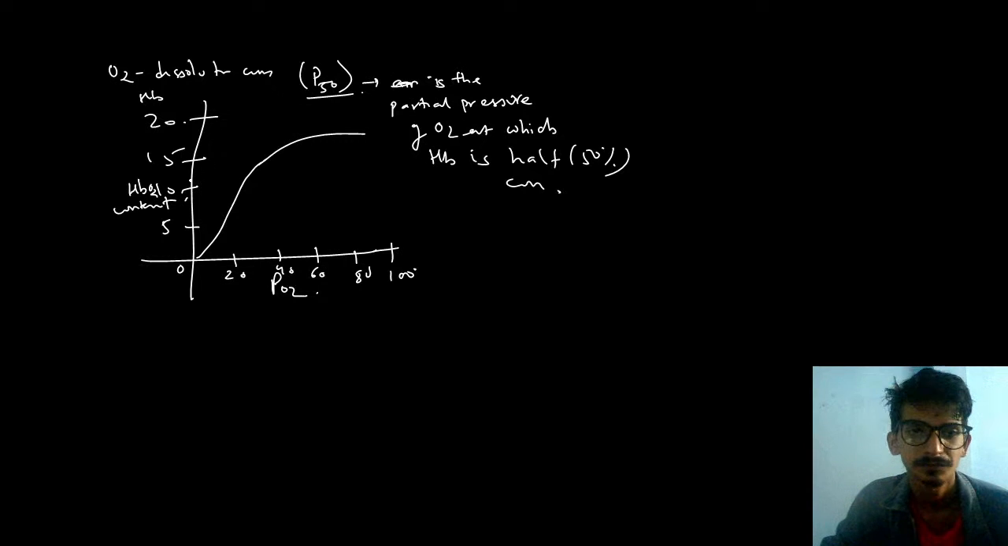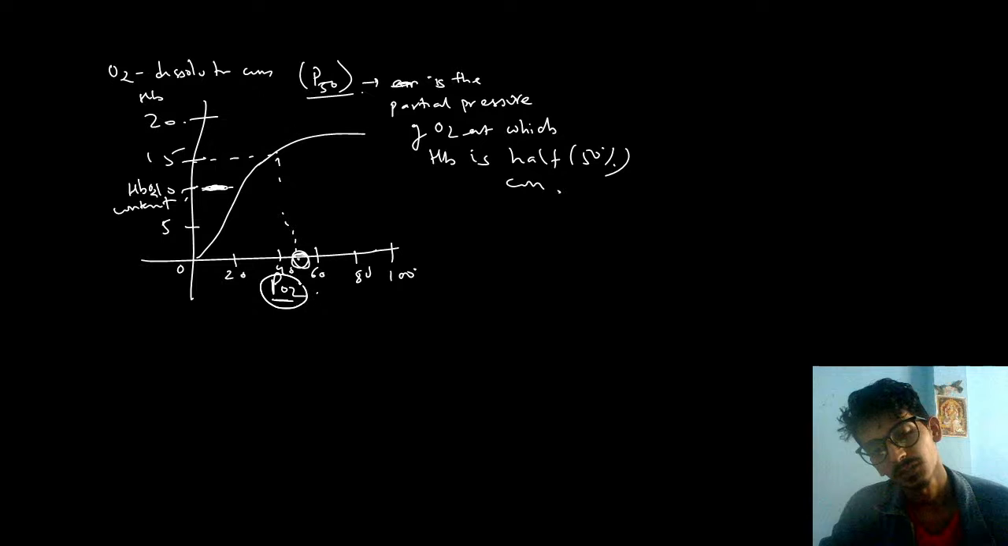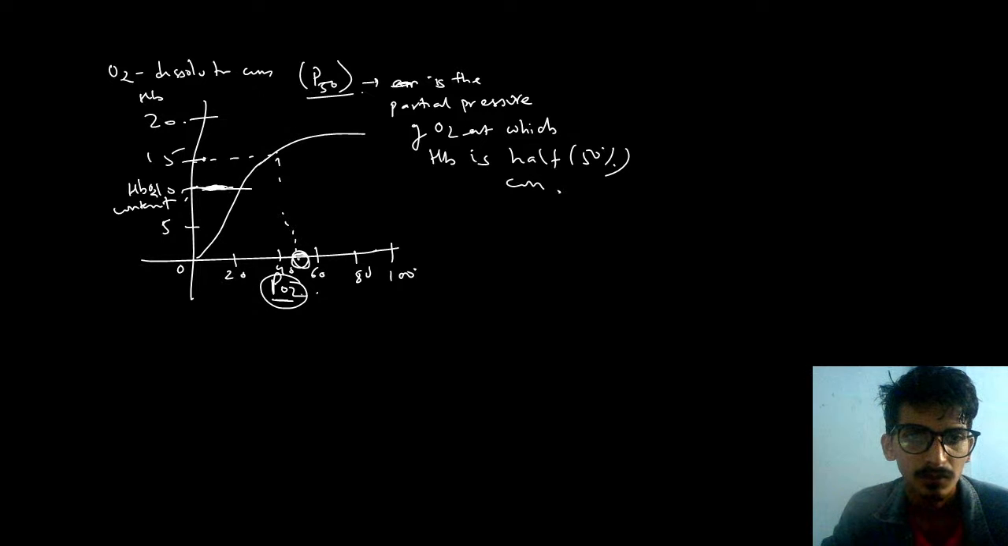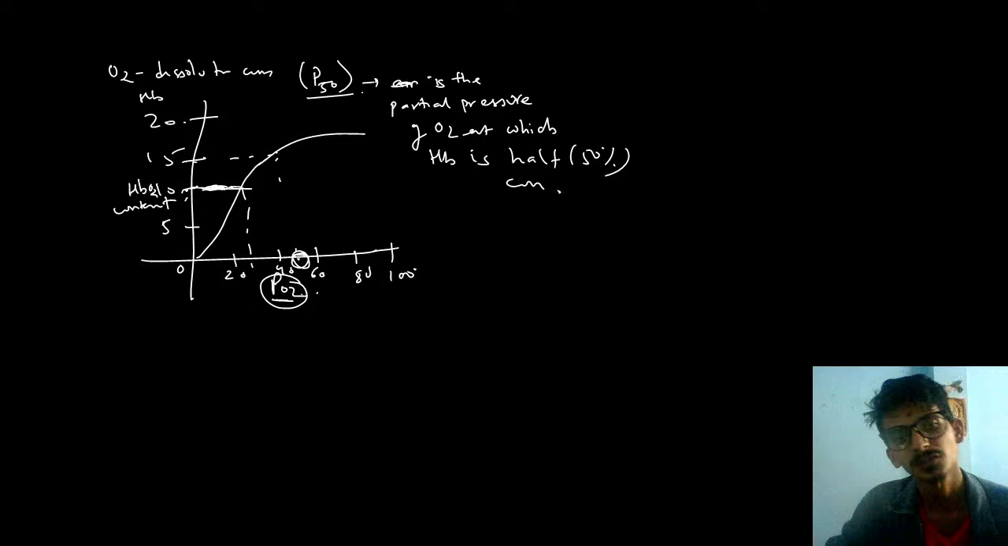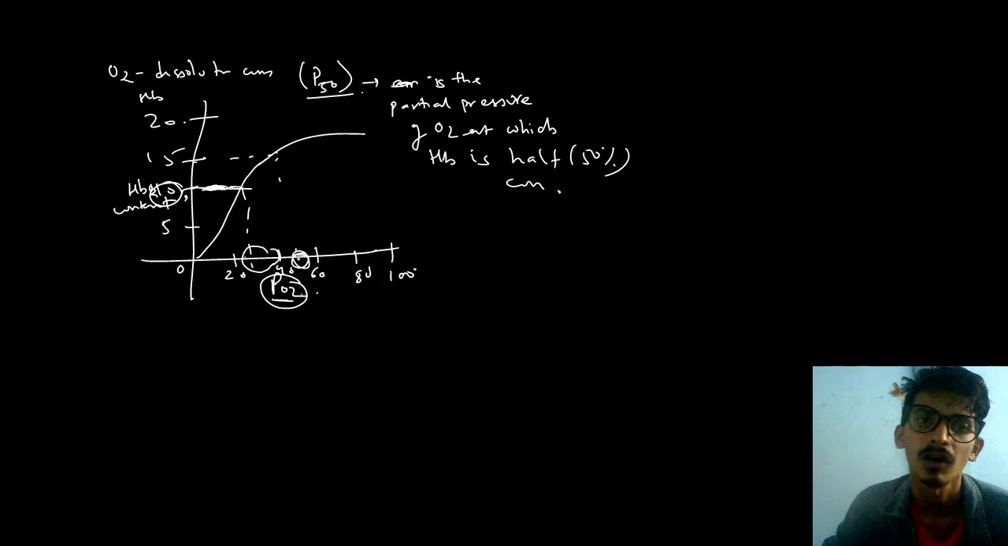Suppose this is the P50, that is, the partial pressure at which 50% of the hemoglobin is saturated. So take half of the hemoglobin concentration, let us take 10. Then the partial pressure of oxygen at which the 50% concentration of hemoglobin occurs is this. So this is called the P50.